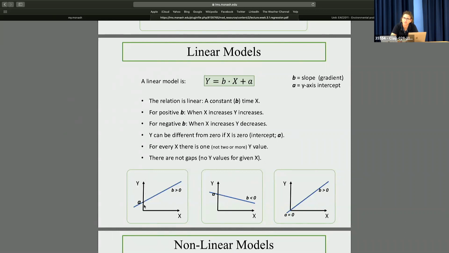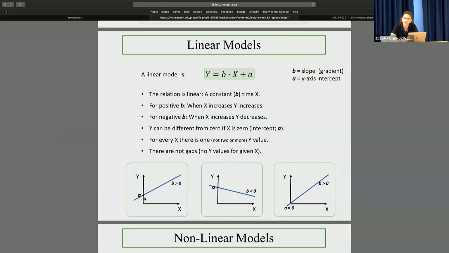And I know that y does not have to be 0 when x is 0, and that is what the intercept is telling us. So here we have an intercept of 0, so it's crossing the origin, but it can cross anywhere. And there's actually a test that tells us whether this intercept is different to 0 or not.